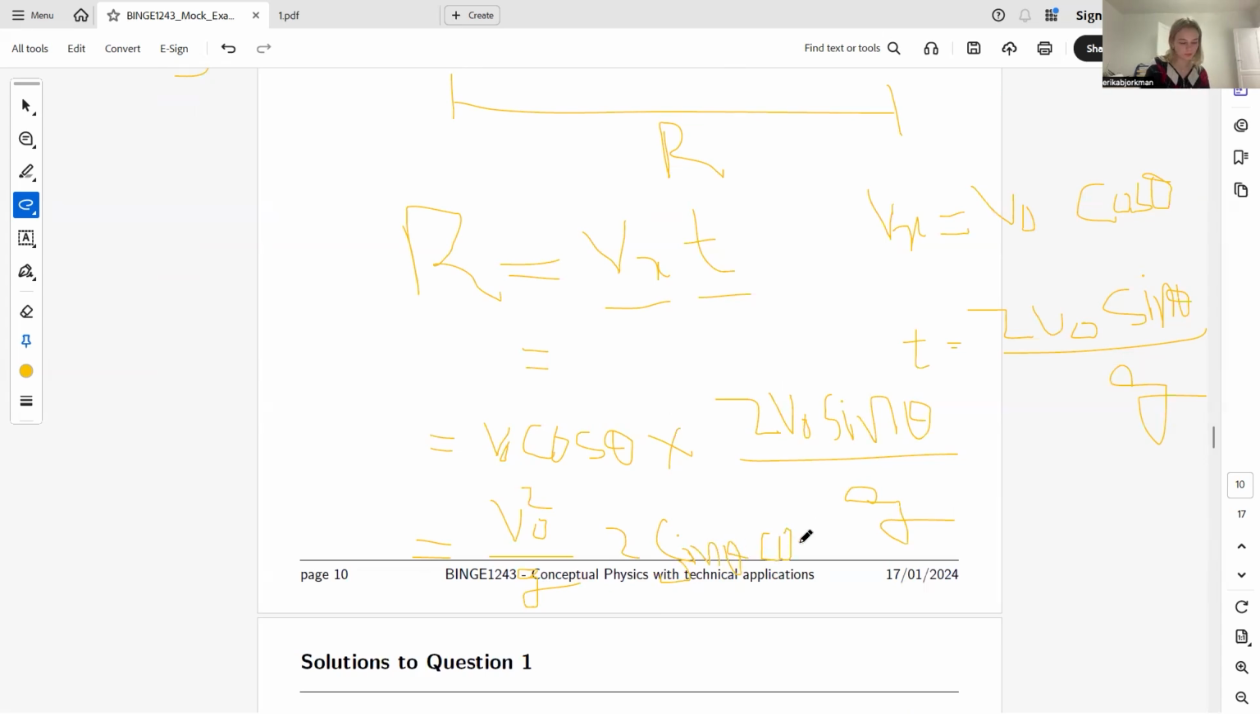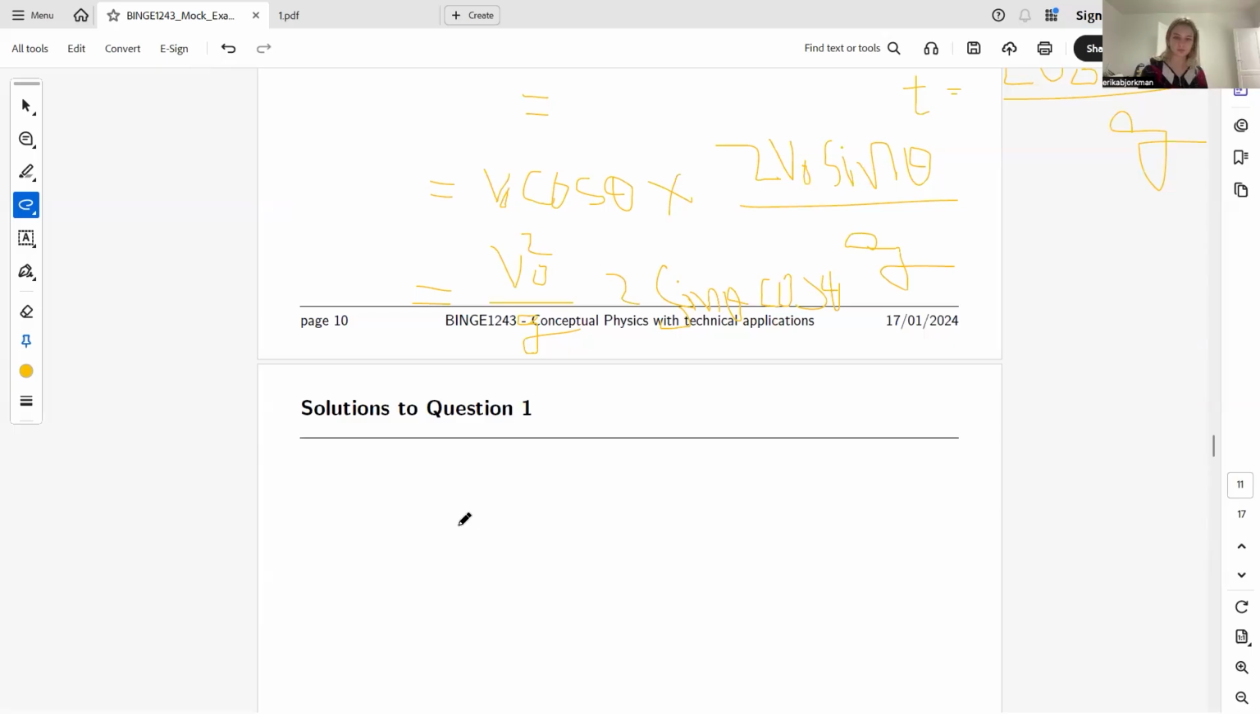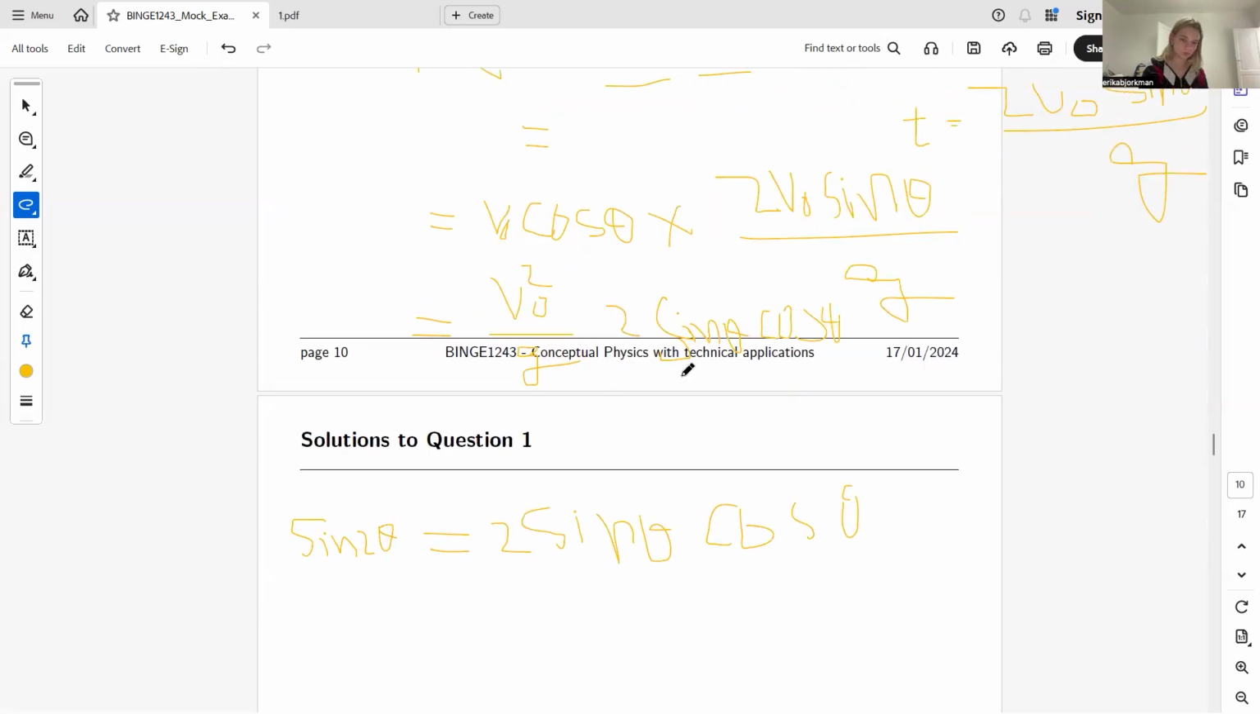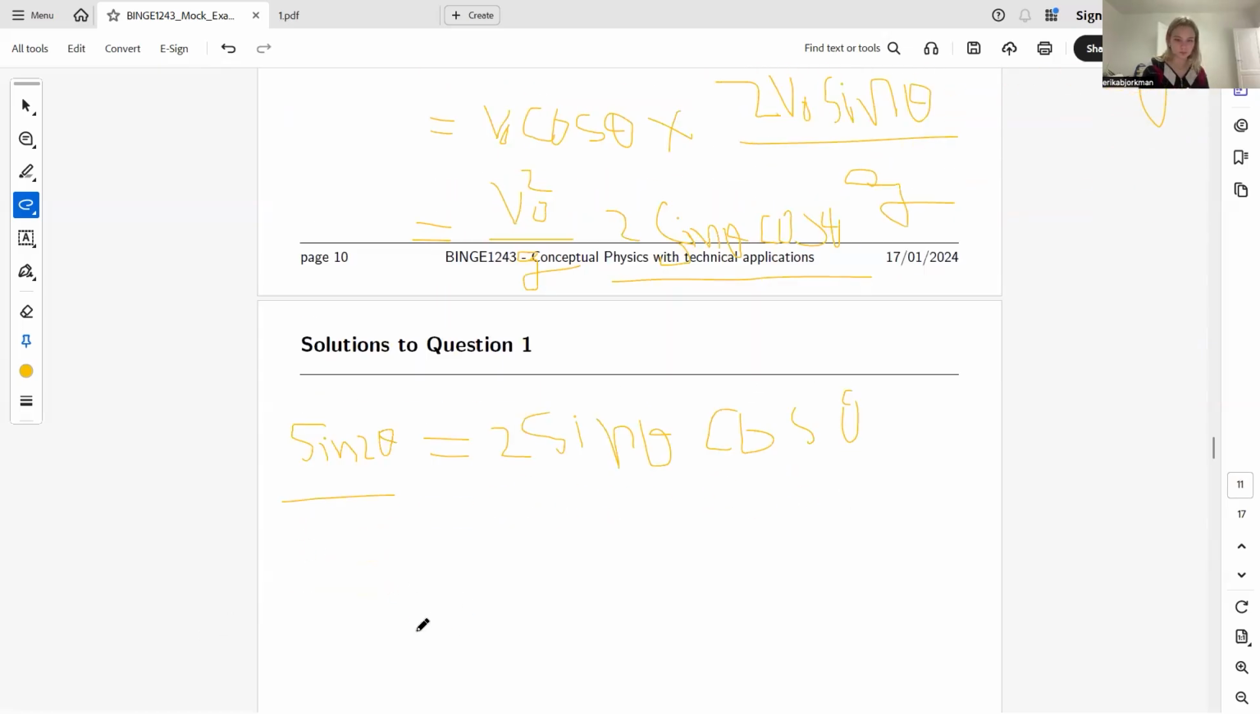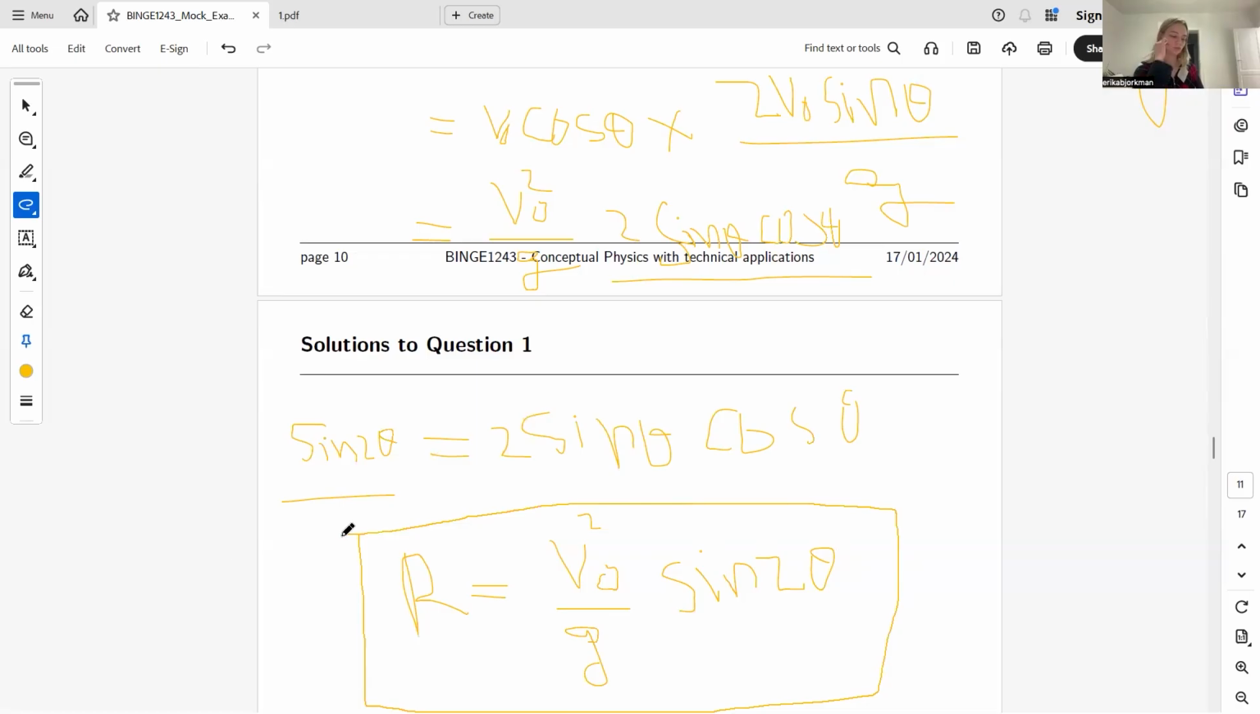cos theta. And also from trigonometry we know this formula: sine 2 theta is equal to 2 sine theta cos theta. I need to replace this value by sine 2 theta. Then our relation for the range will become R is equal to v naught square divided by g, sine 2 theta. That is our final relation for the range.